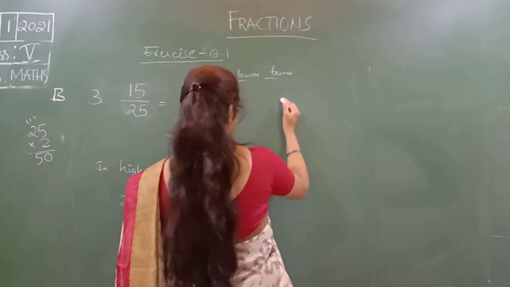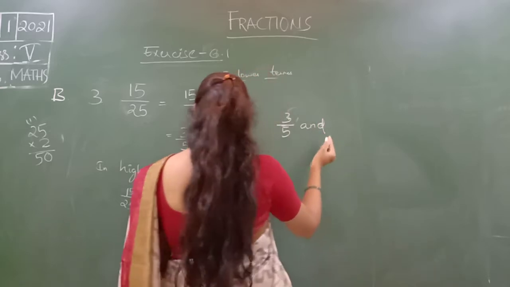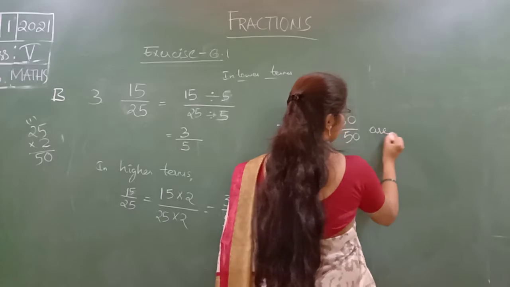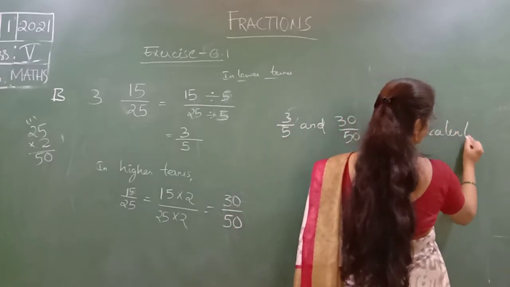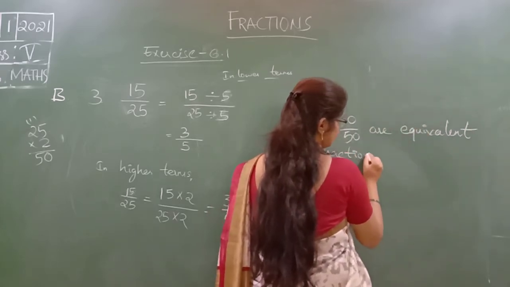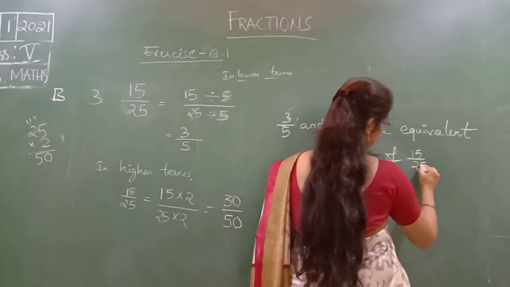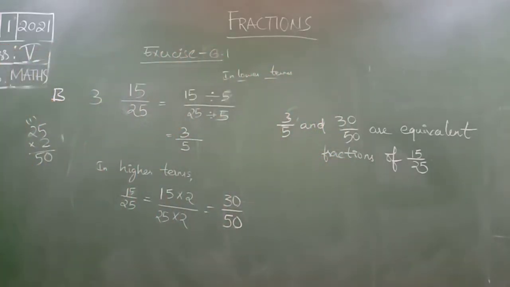Therefore, 3 by 5 and 30 by 50 are equivalent fractions of 15 by 25.